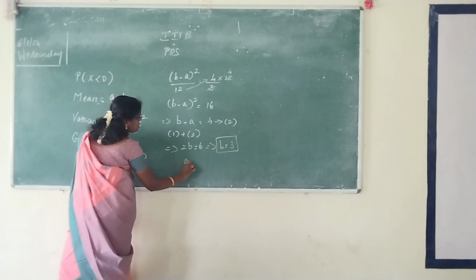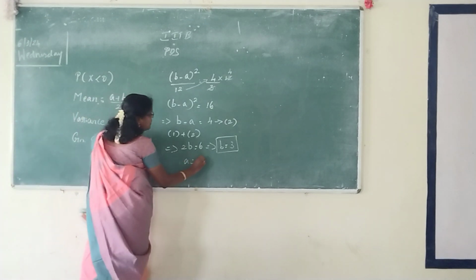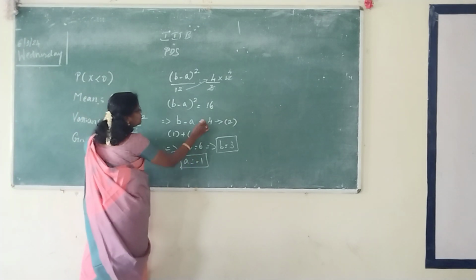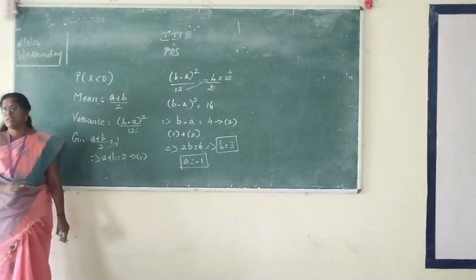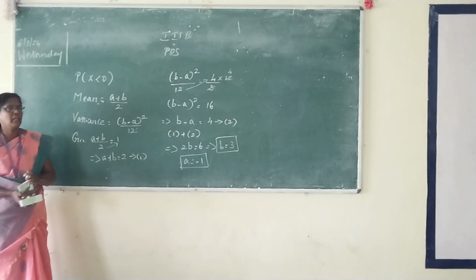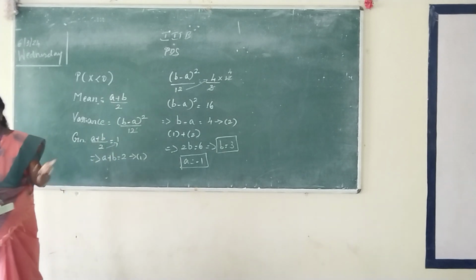Substitute in any one equation and find A. Minus 1. Even if we solve by subtraction, we will get a similar answer. So we consider one value and find it. So what is the A value? Minus 1. What is the B value? 3. Now we write the f of x.